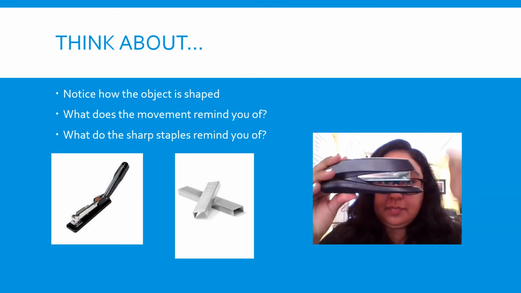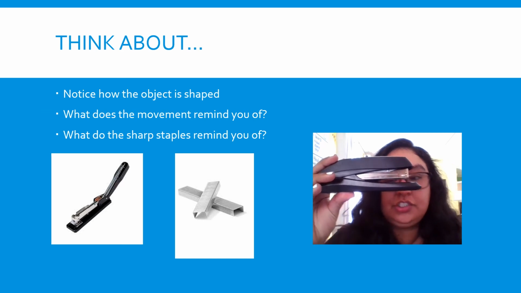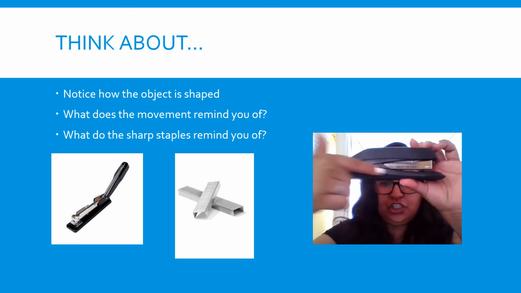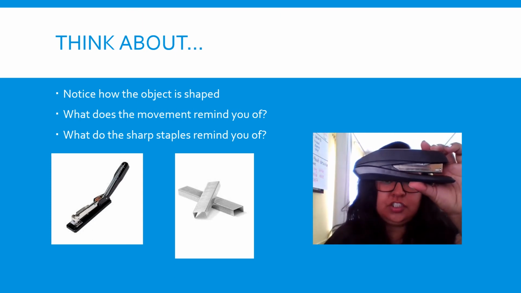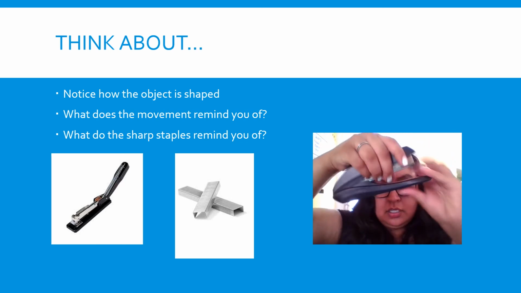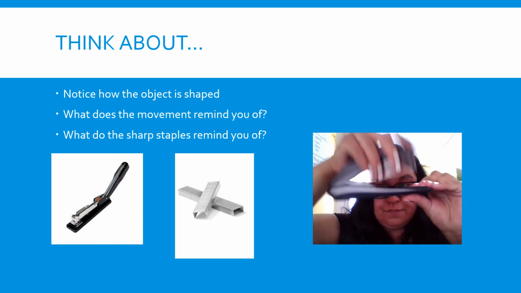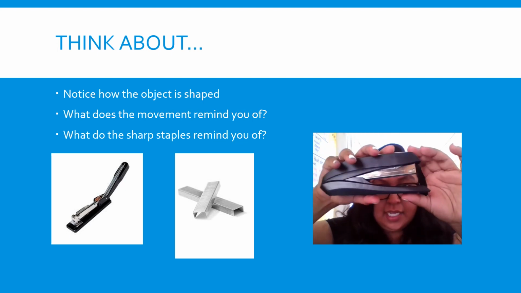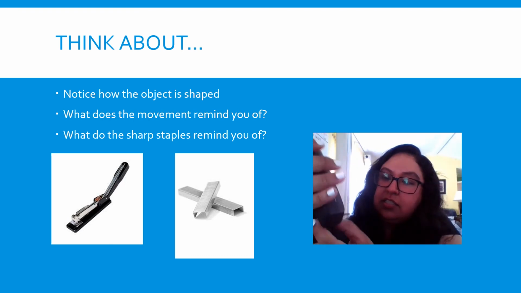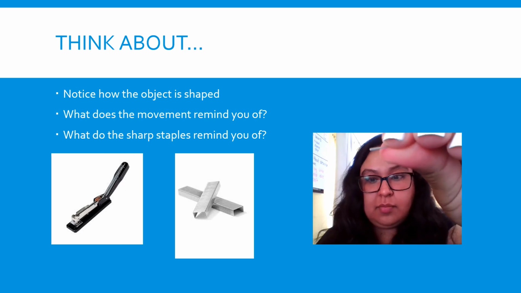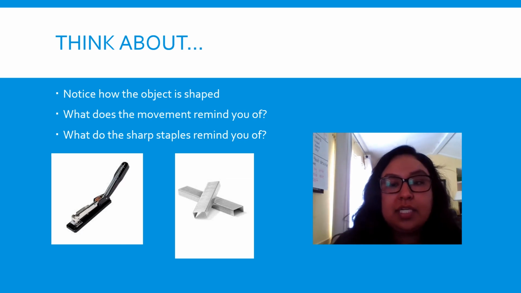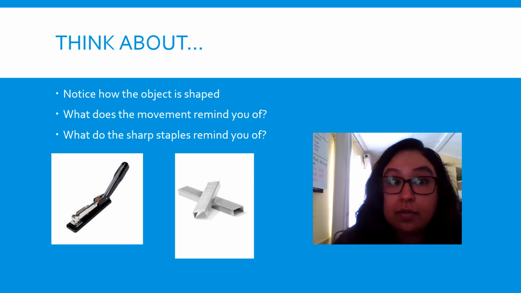When I was looking at my stapler today, I noticed how the object is shaped. So I took a second to think about, what does it look like? How is it shaped? And I said it's shaped like a bird. It's shaped like an alligator, right? What does the movement remind you of? So I know when I open up the stapler, it goes up and down. It kind of reminds me of an alligator eating its food, right? Or a bird pecking. And then what do the sharp staples remind you of? So if I take out a staple from here and show you on the camera, it reminds me of teeth. That is why I think it's compared to an alligator, because it has sharp teeth as well.